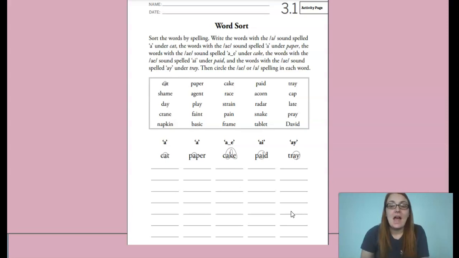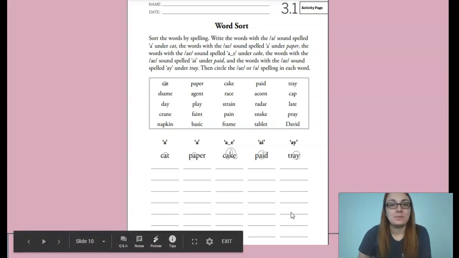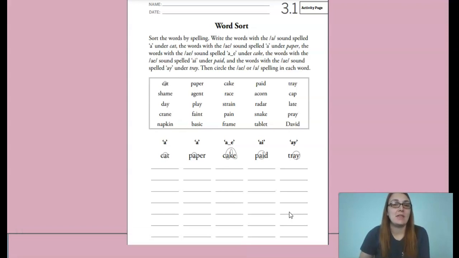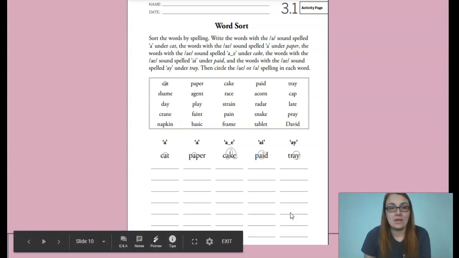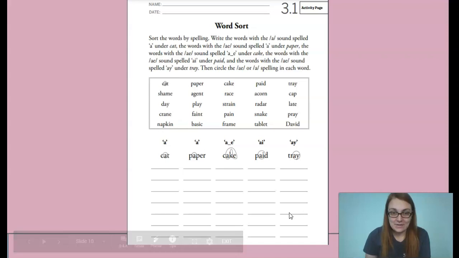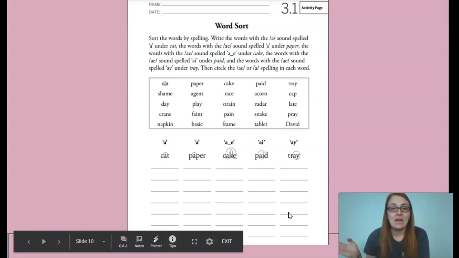Okay. Activity page 3.1. It's a word sort. Sort the words by spelling. So you'll see in the middle of the page, there are 5 columns of words, 25 words total. At the bottom, there's 5 spots to sort them. The first column is the A sound, like in cat. Then we have A like in paper, A space E like in cake, AI like in paid, and AY like in trade. So look at your list.